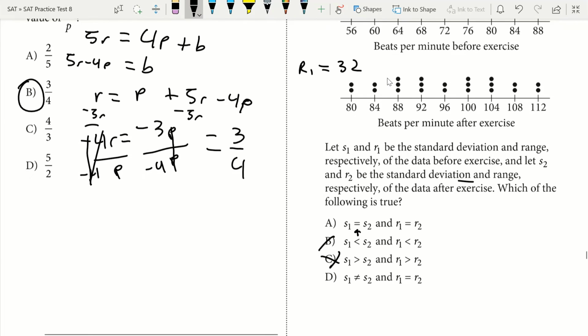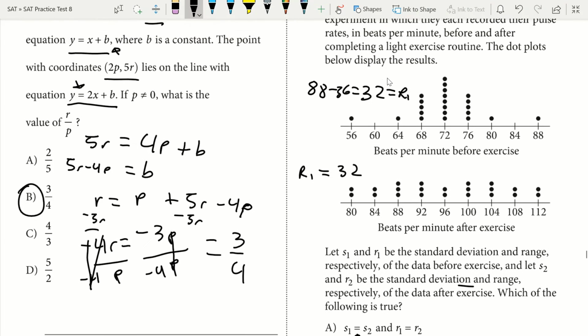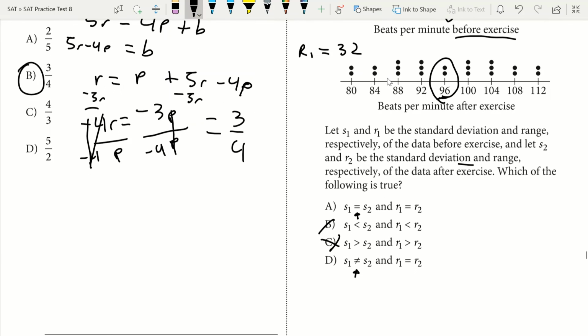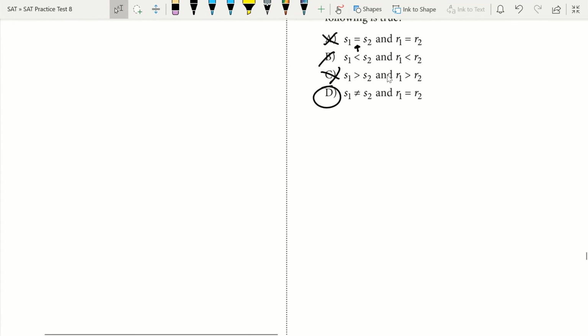I'm told, are they equal or are they not equal? Standard deviation is basically the square of each value's distance from the mean, right? So I see that these values in my first set, before exercise, are very concentrated around their mean, but down here they are much more dispersed from their mean, right? So the square of their distances from the mean is going to be much higher. So the standard deviations of the two are not going to equal each other. So my answer is going to be D. Those two standard deviations are going to be very different values, but also R1 equals R2. So my answer is D there.